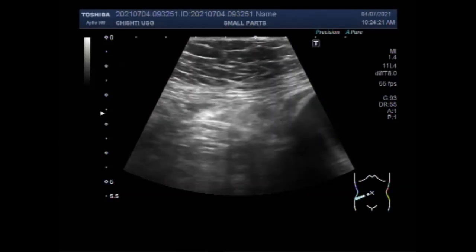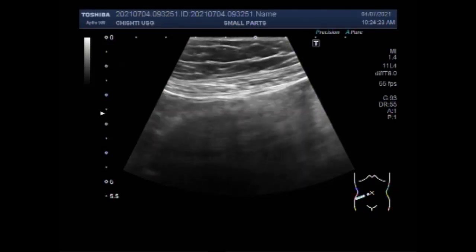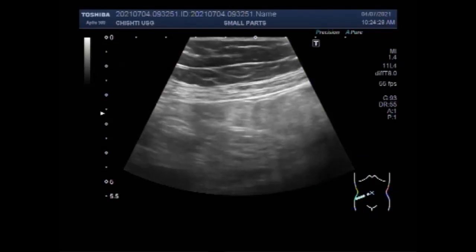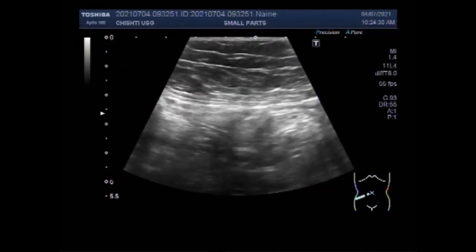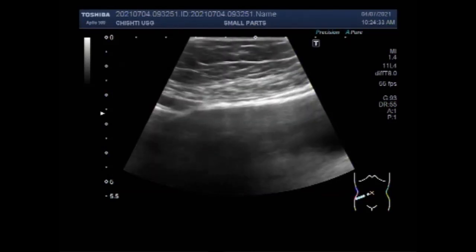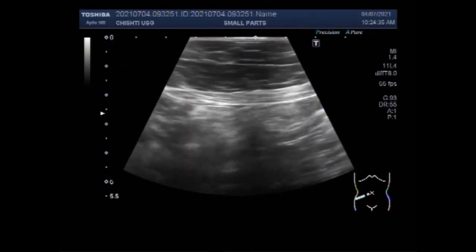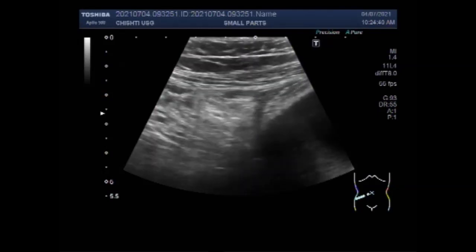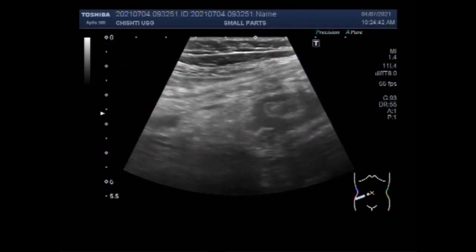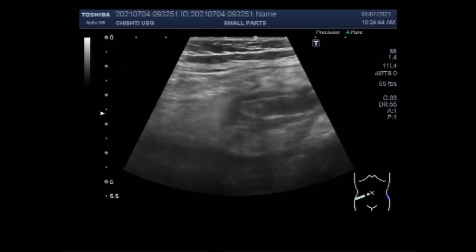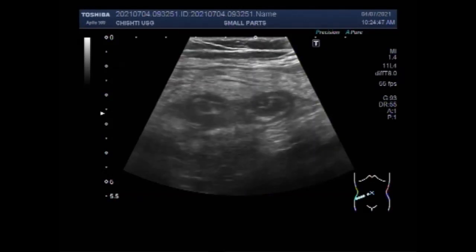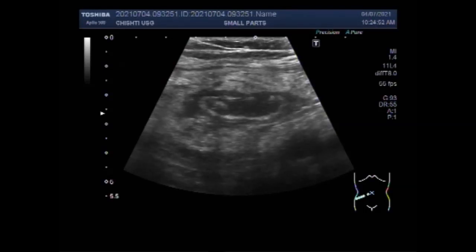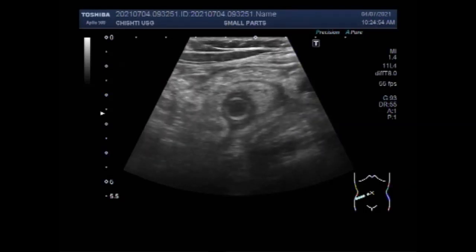You can see after focusing the ascending colon, you will focus the cecum, and then in the surrounding area of the cecum you will sweep the probe in the surrounding area of the appendix, and you can find the inflamed appendix. Now as you can see here, the appendix is seen along with a piccolith in its interior.